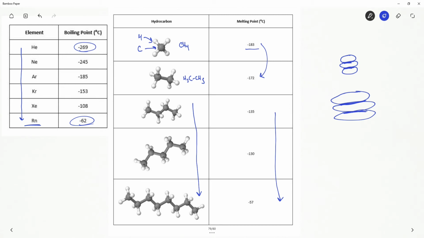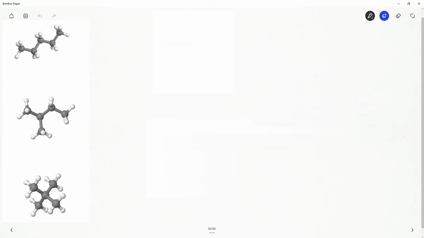But it is not only the size of the molecule that matters, the shape of the molecule can also affect how much this induced dipole intermolecular force can change physical properties. We will take a look at 3 structural isomers. All of these isomers have 5 carbon atoms and 12 hydrogen atoms. All that's different between them is how the atoms are bonded.